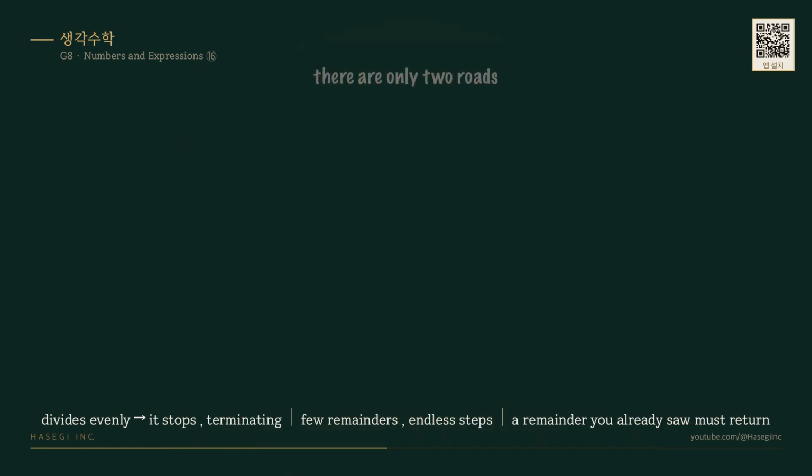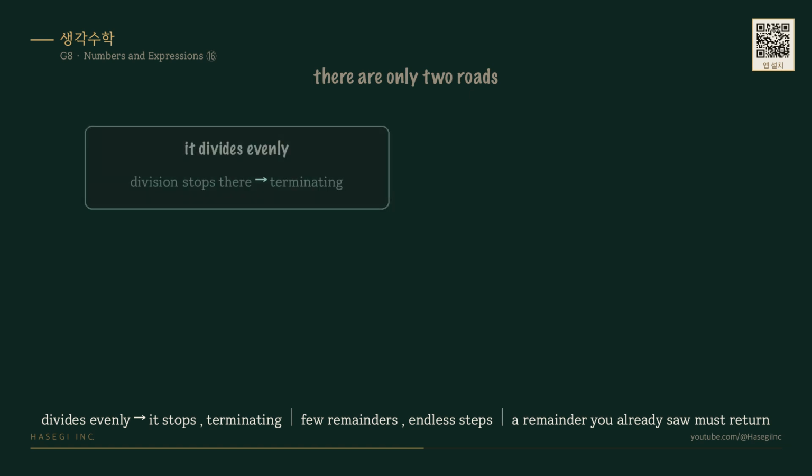So there are only 2 roads. If some step divides evenly, the division stops right there. Nothing is left to bring down, so the decimal terminates.